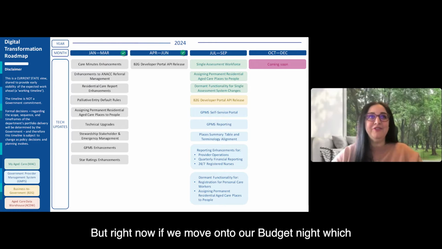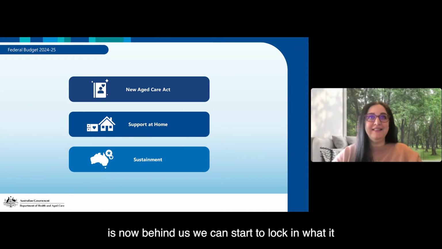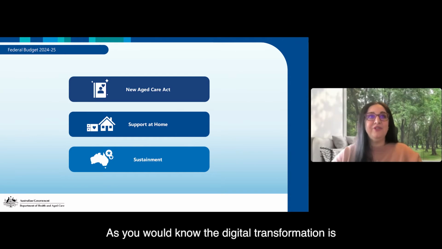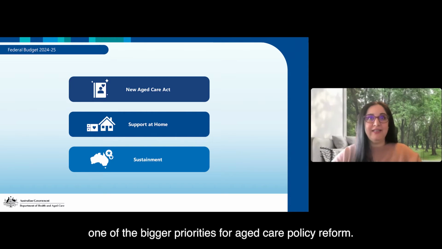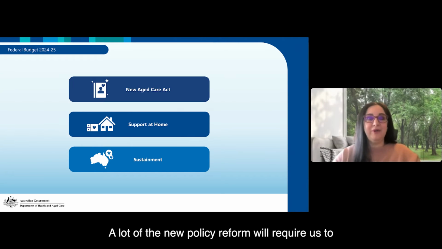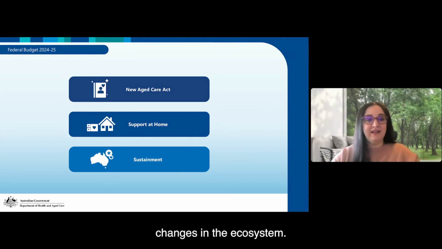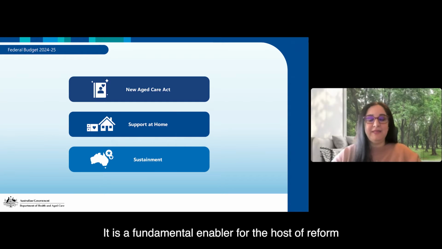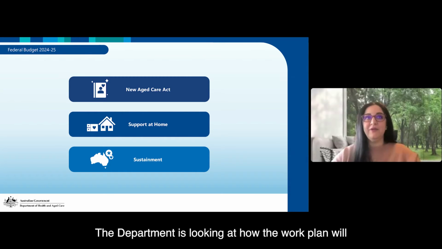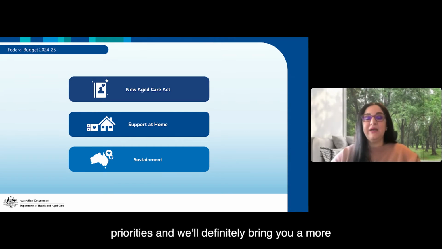But right now, if we move on to our budget night, which is now behind us, we can start to lock in what it means for us in a delivery sense. As you would know, the digital transformation is one of the bigger priorities for aged care policy reform. A lot of the new policy reform will require us to enhance our digital systems to meet the changes in the ecosystem. It is a fundamental enabler for the host of reform measures that we have. The department is looking at how the work plan will change following the recent released government priorities, and we'll definitely bring you a more detailed roadmap as soon as that takes shape.